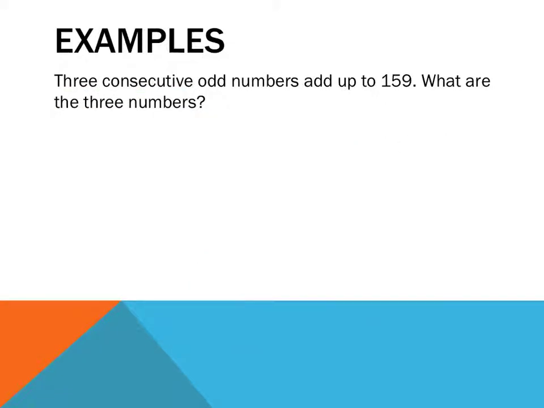And another one. 3 consecutive odd numbers add up to 159. What are these 3 numbers?